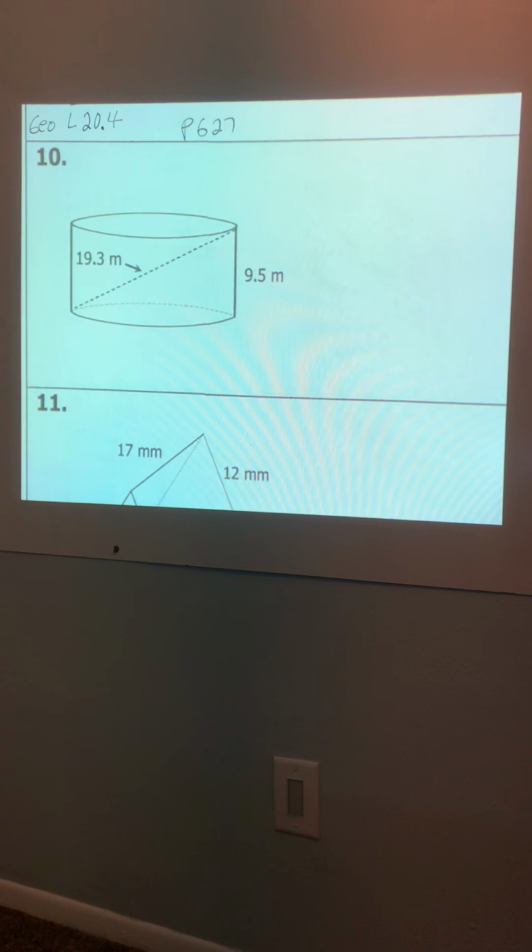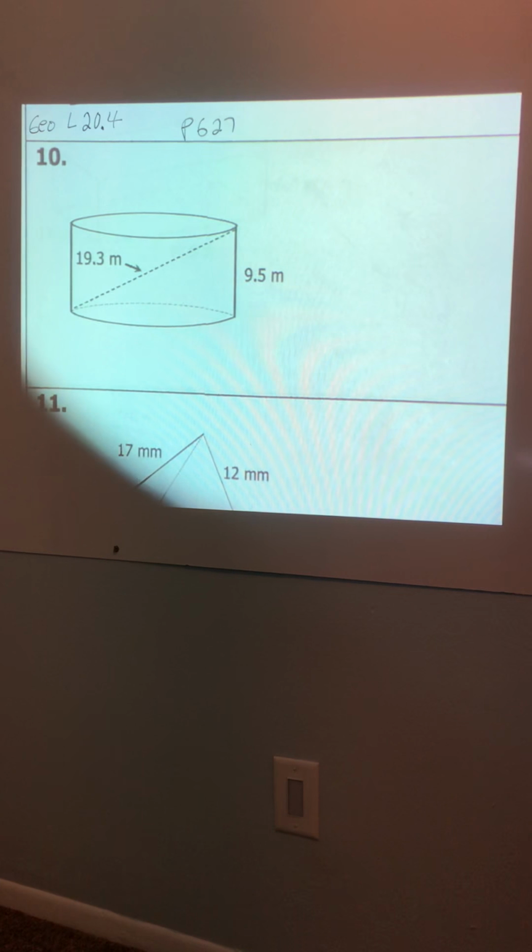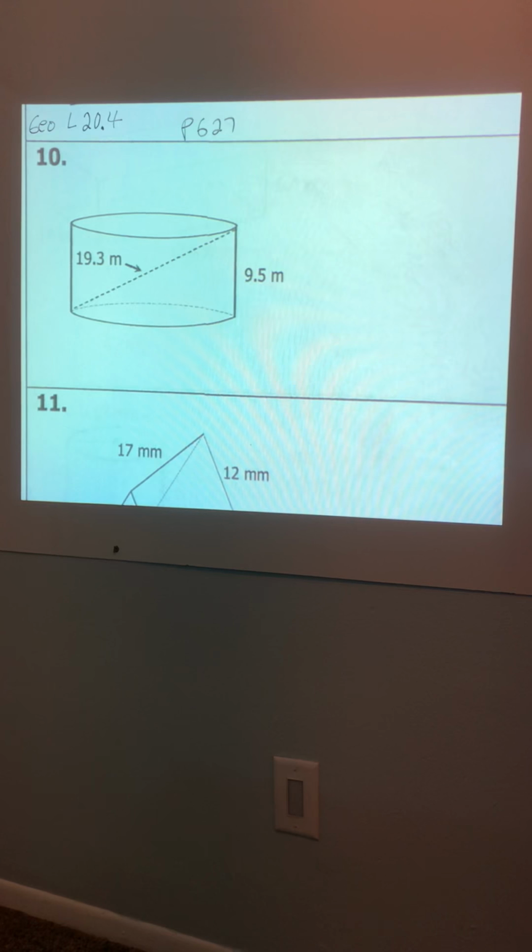Okay, so listen, this problem is your fault because on the last lesson, lesson 19.4, y'all looked so bored, okay? So I had to find something that was a little more exciting, okay? All right, here we go. Here's your exciting problem.